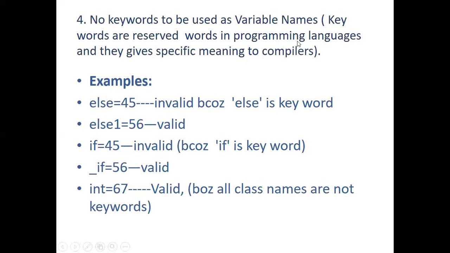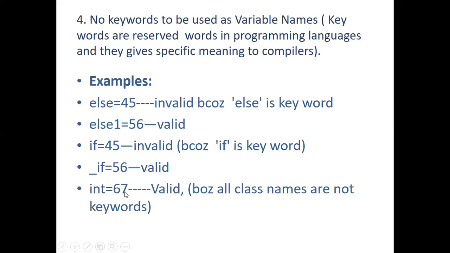Keywords are reserved in the programming language and they have a specific meaning. If I use else is equal to 45, this is invalid because else is a keyword. If I write else1 is equal to 56, it will be accepted. We cannot use if and else. If I write if is equal to 45, it is invalid because if is a keyword. If I write underscore if, it is valid.